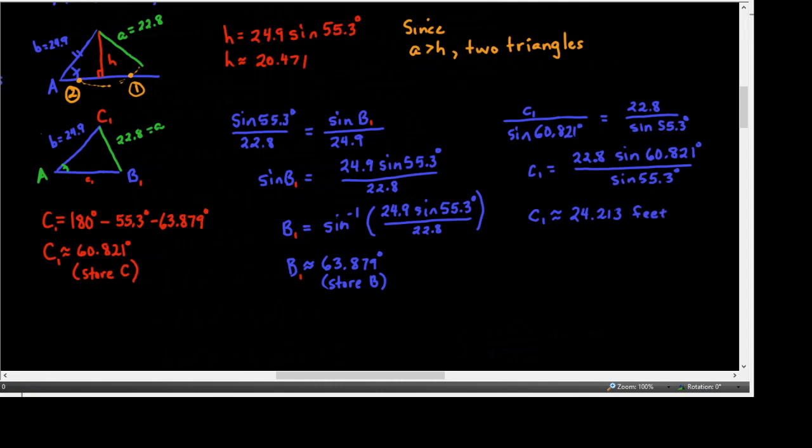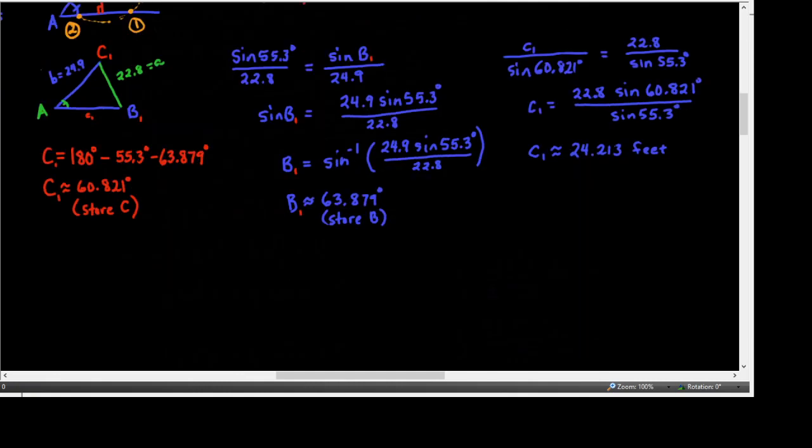Okay, that's one triangle, the first of two. So now we've got to do number two. Alrighty, so let's draw number two. Angle A is still the 55.3 degrees or whatever, and that's given, so we know that. Side B is given, 24.9. And side A is given.